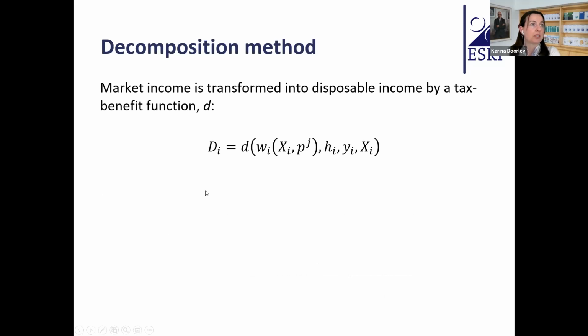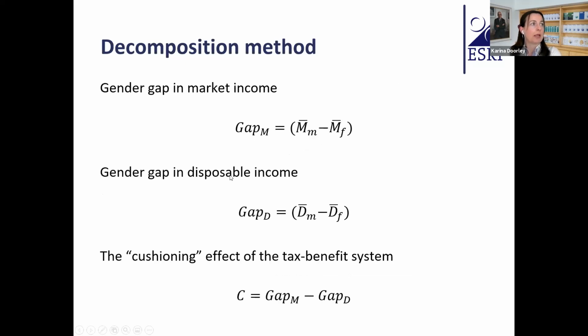So then market income is transformed into disposable income by a tax benefit function D here. And D, we're obviously going to approximate using microsimulation, and I'll talk about the different models that we use in a little while. And then we have the gender gap in market income. It's quite simply the average difference between male market income and female market income. And the gender gap in disposable income is similar. So it's the difference between average male disposable income and average female disposable income. And then we can arrive at a cushioning effect of the tax benefit system, which is simply the difference between these two gaps.